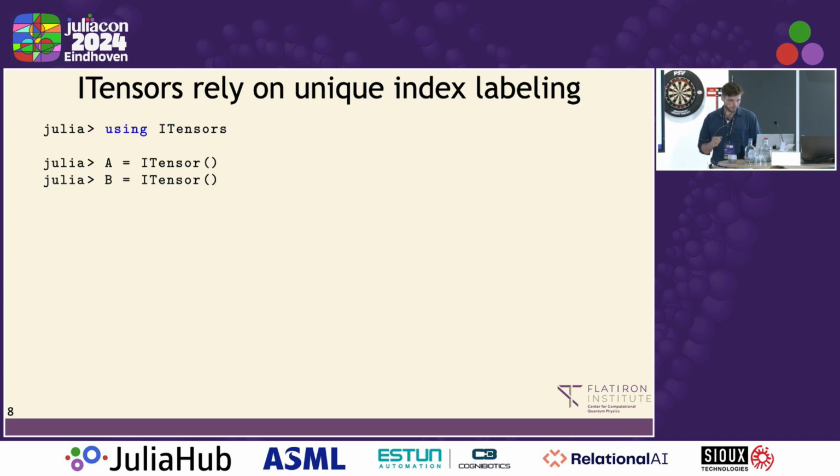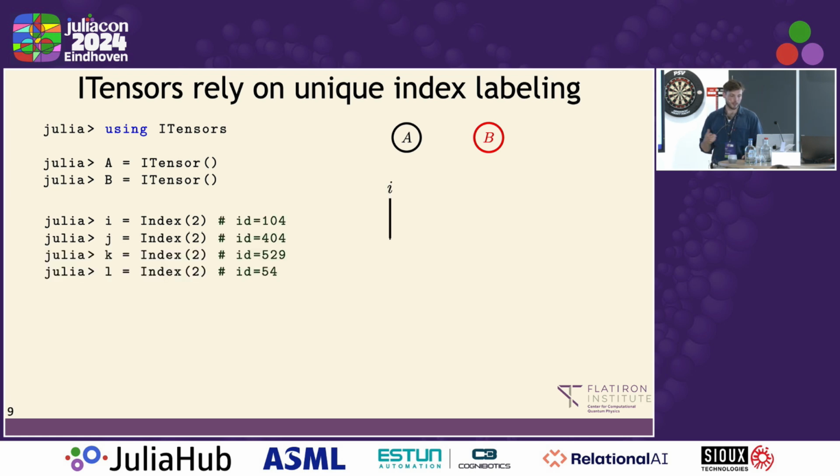Before I show how to build a tensor network, I want to show you how to build a tensor. Here we're going to build two tensors, A and B. Right now they have no legs. We can assign legs to them by first creating these indices I've talked about. Here we make an index I that has length 2. Inside ITensor, we have information about the dimension, like how big that leg is, and a unique ID. And so we can build many legs.